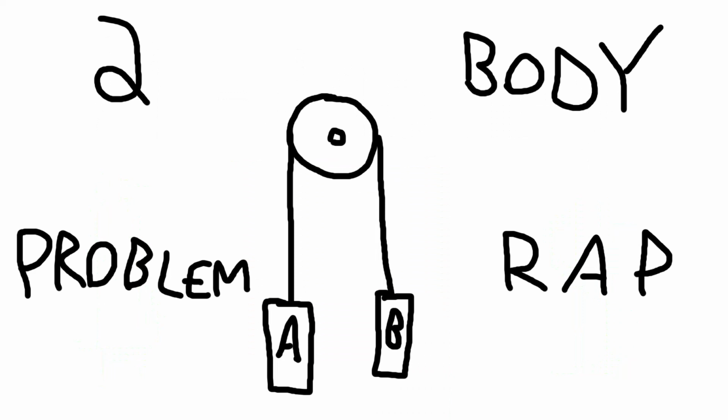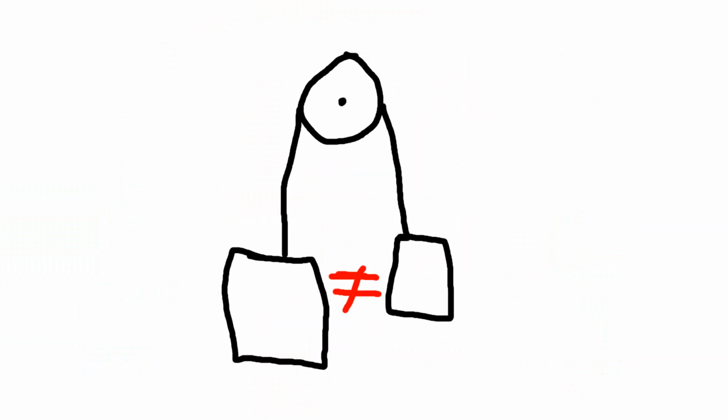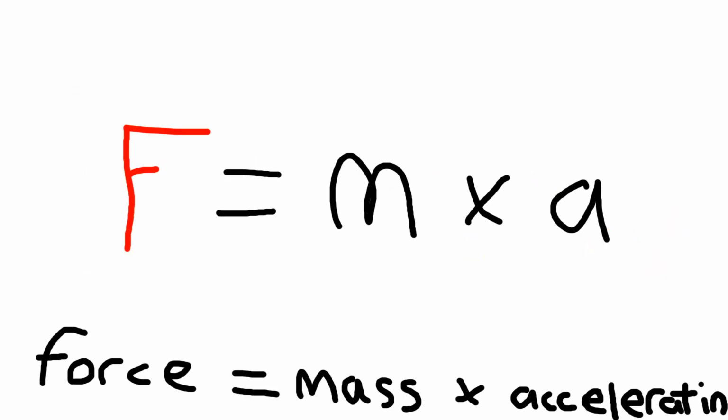Yeah, yeah, yeah, yeah. You got two bodies, ain't talking about your shawties. First you got body A, then you got body B. Held together with pulleys. They got two different masses with a string that's massless. Here's some quick info that you need to know. Gravity is 9.8 meters per second squared, that's right. And the force is mass times acceleration, yeah. And that ain't changing, yeah.